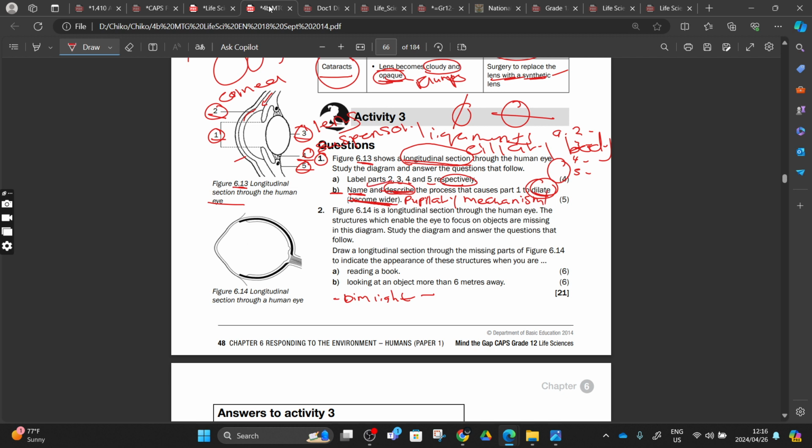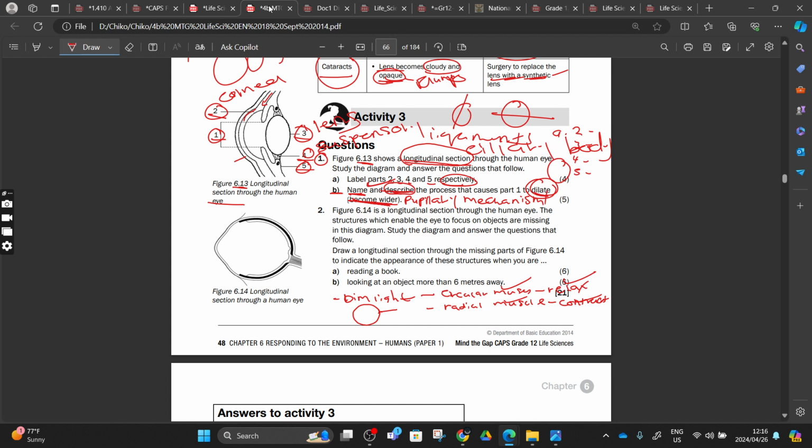So you want to talk about those iris muscles. You'll have 2: the circular muscles, and you also have the radial muscles, right? So you see, for me to open this, the circular muscles have to relax. And for me to pull this away, the radial muscles have to contract. 5 marks: 1, the name. 2, circular muscle. 3, 4, 5.